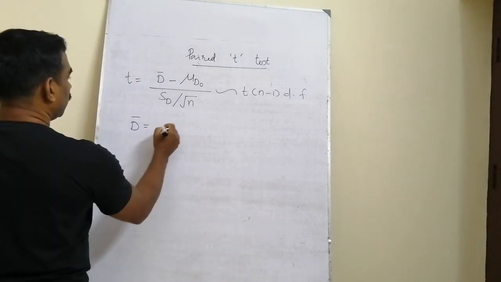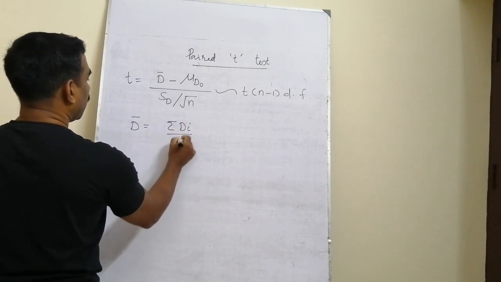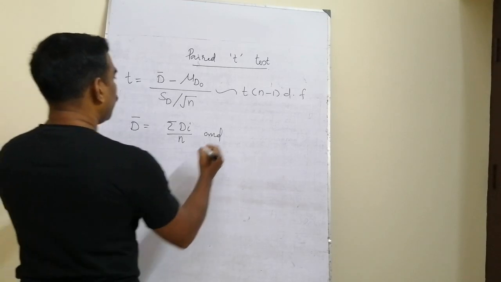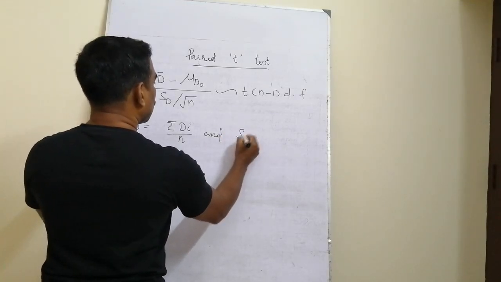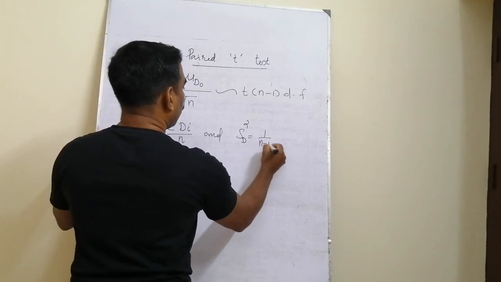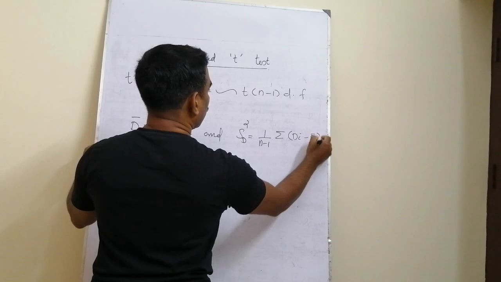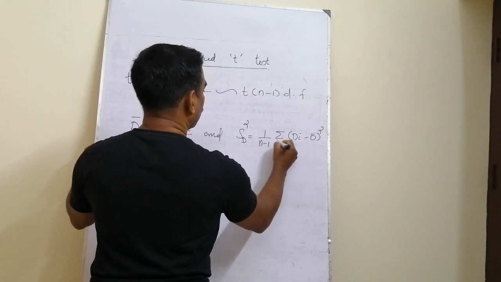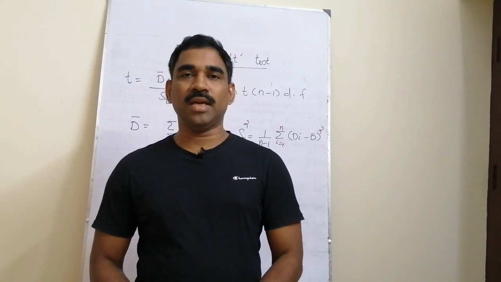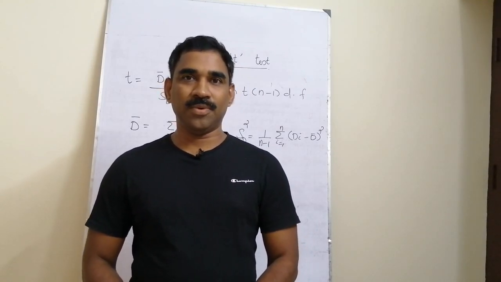Here d bar is equal to the sum of the deviations, that is sigma di divided by n, and the sample standard deviation of the deviations, that means sd square, is equal to 1 by n minus 1 into sigma di minus d bar the whole square for i equal to 1 to n. So these are all about tests concerning comparing two populations in terms of means. Thank you.